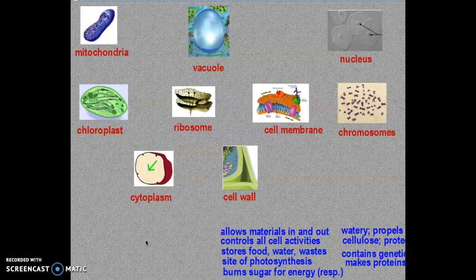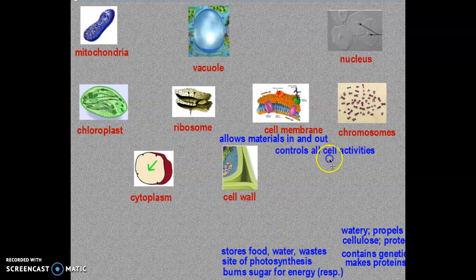Okay, so let's do the functions. Lets things in and out. That's your membrane. Okay, controls all activities. Remember, that's like the brain. That would be the nucleus. Stores food, water, waste.